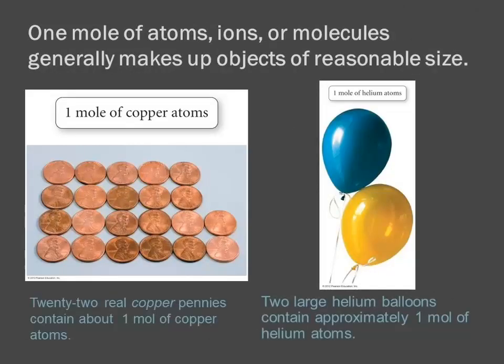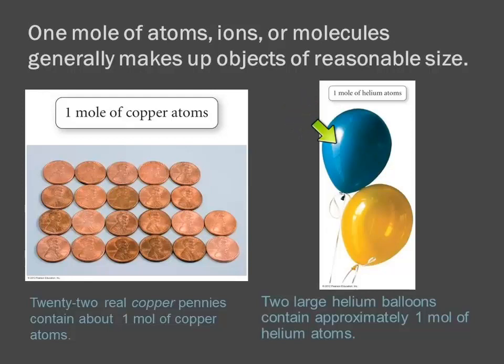It's good to have an idea of roughly how big these things are. So if you had a mole of copper atoms, here's a picture. This is how much copper would contain 6.022 times 10 to the 23rd copper atoms. It'd be 22 copper pennies. That's about 1 mole of copper. Over here, 2 large helium balloons. That's approximately 1 mole of helium atoms.